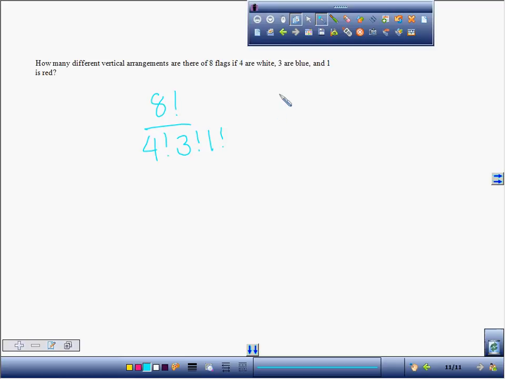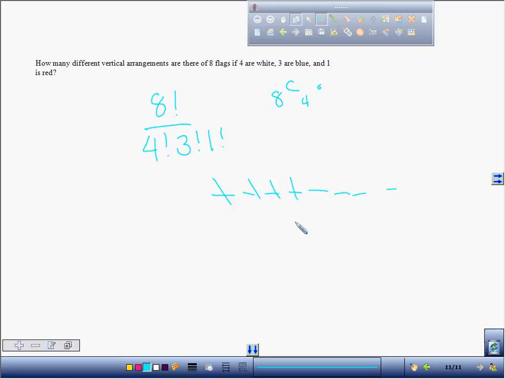Or you can think of this as 8 combination, I'm going to pick 4 things. Once I have chosen those 4 things, how many do I have left to choose? So I have 8 spots: 1, 2, 3, 4, 5, 6, 7, 8. Once I've got rid of 4 spots, how many are left? 4. And in those 4 spots, 3 of them are going to be reserved for blue things, times the last spot, where there's 1 red flag. So if I do this or this, I get the same answer.